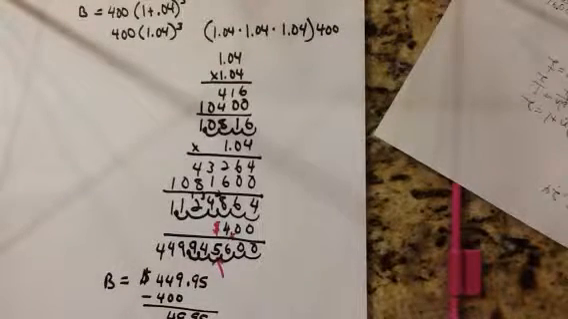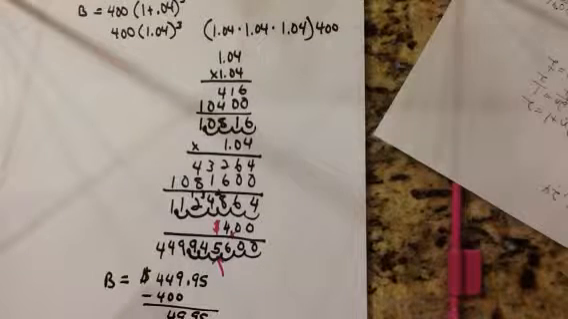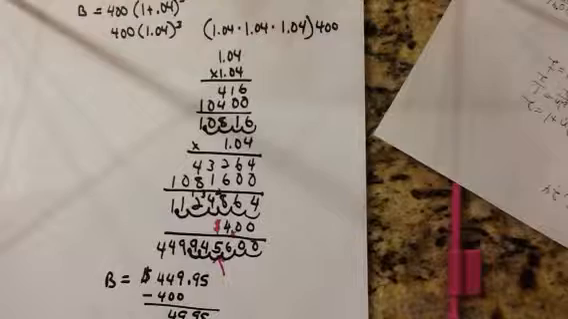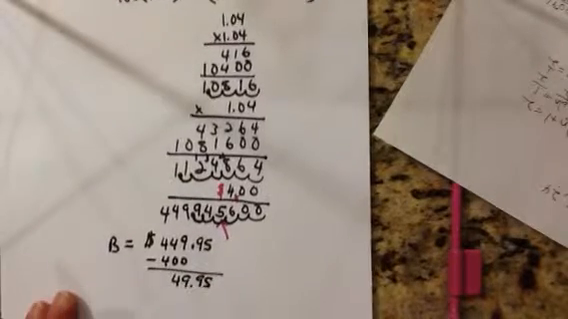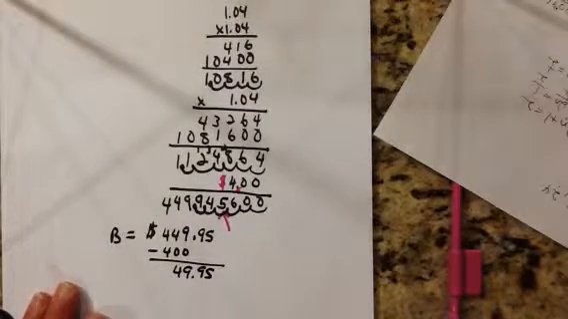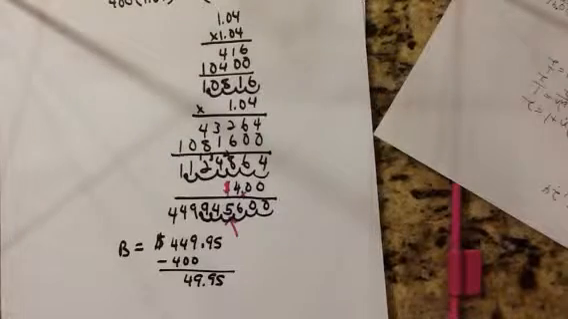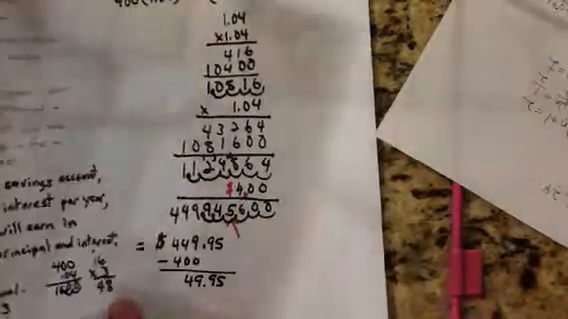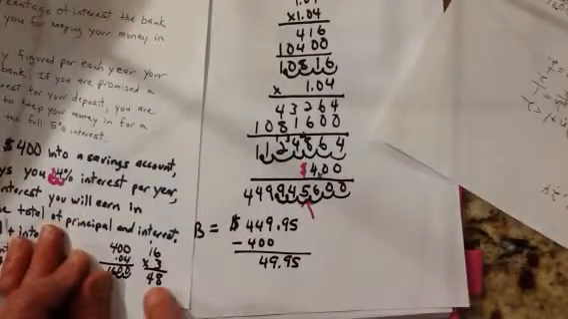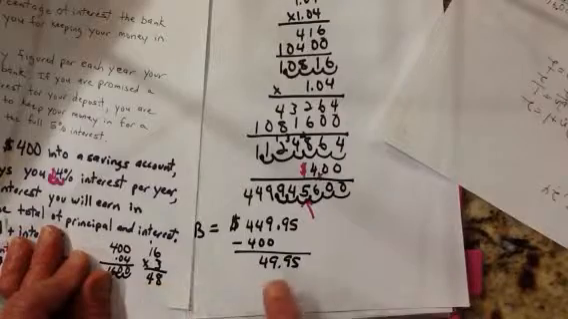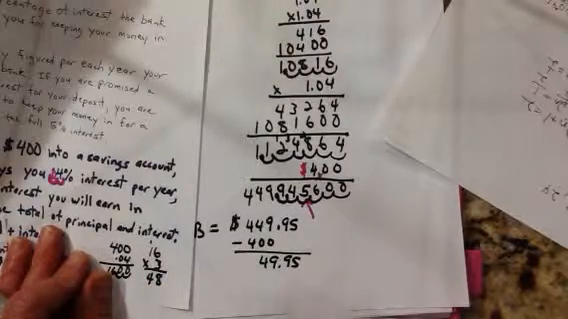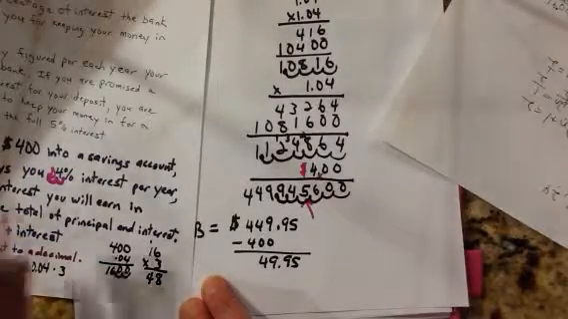Well, subtract the original 400 from that, and you can see with compound interest after 3 years, you have earned $49.95 above your original deposit. Where with simple interest, you can see here, we figured it would be $48. So you earn $1.95 more by doing compound interest.